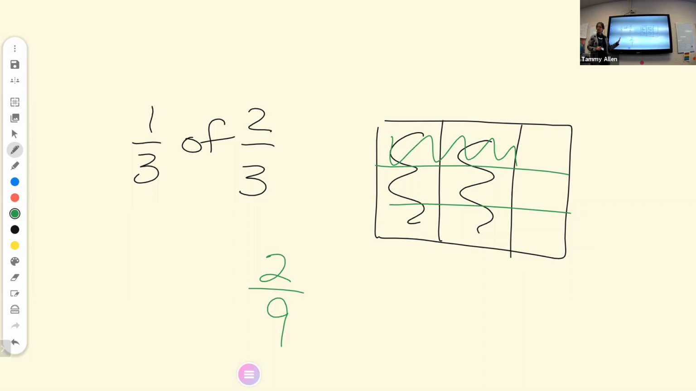Questions on these? All right. Let's take a look then at our problem solving for this week, which is empty cells.